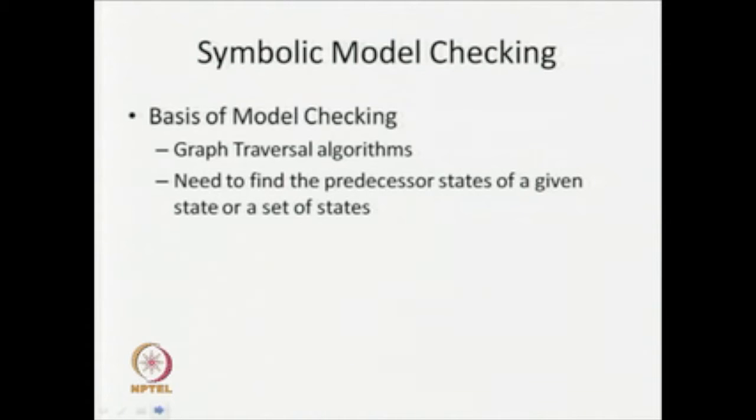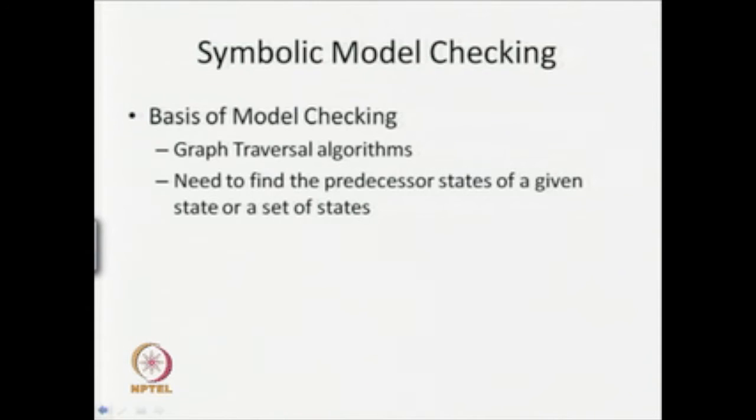If you look back, you will find that it is nothing but a graph traversal algorithm, because the Kripke structure we use to model our system can be treated as a graph, and in that graph we use a traversal algorithm to look for a particular set of states where a given property is true, and the model checking algorithm returns this set of states. If you look minutely, our basic requirement is to find the predecessor states of a given state or a given set of states.